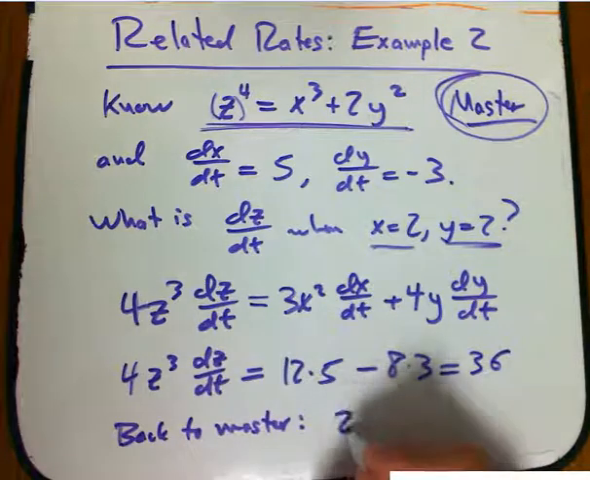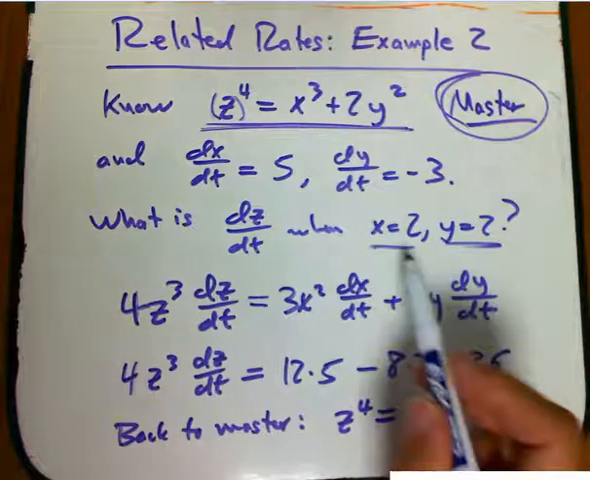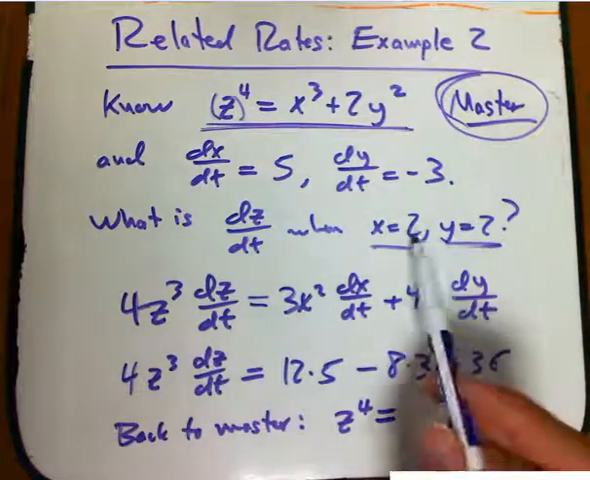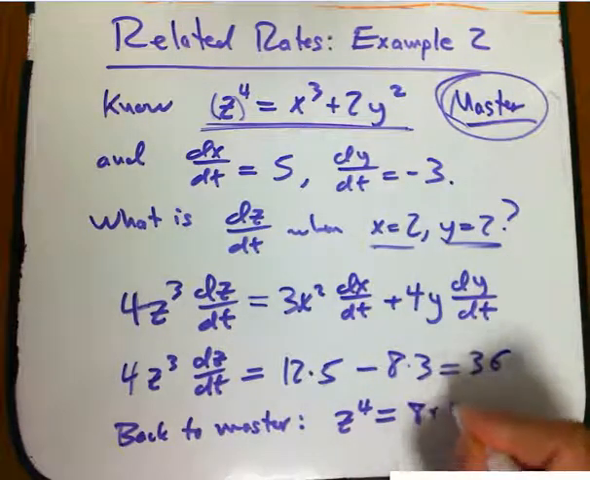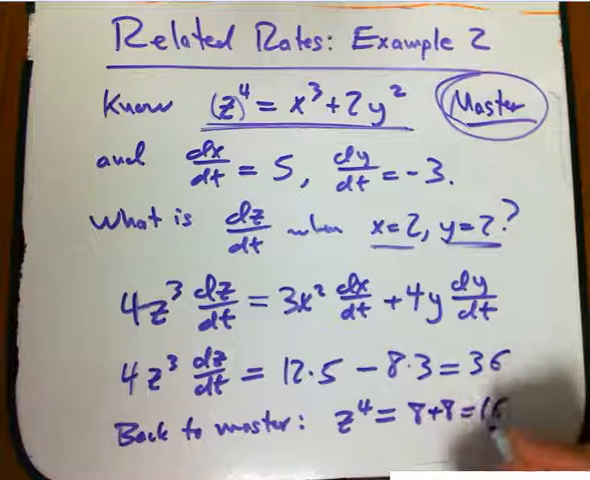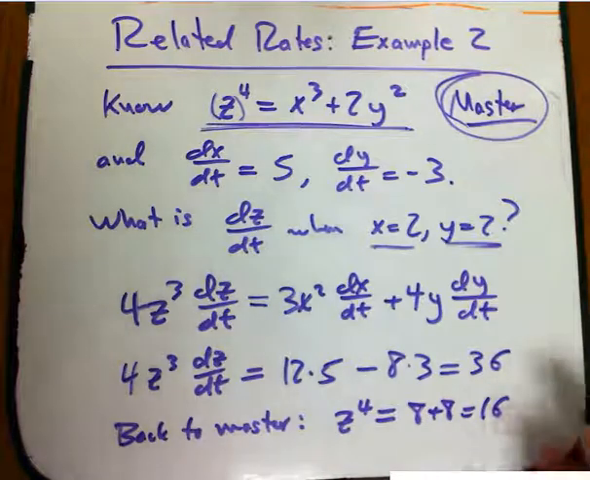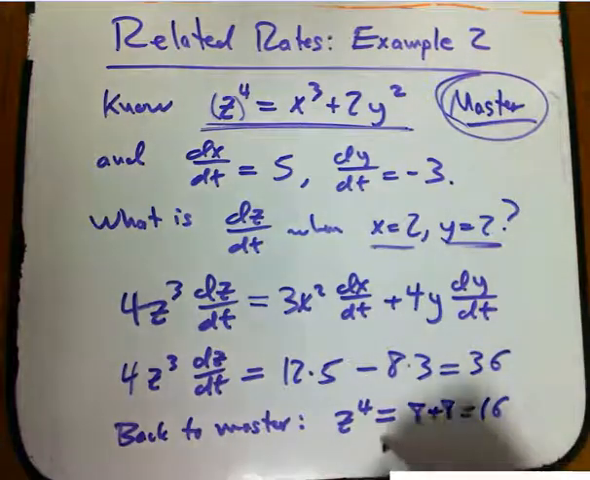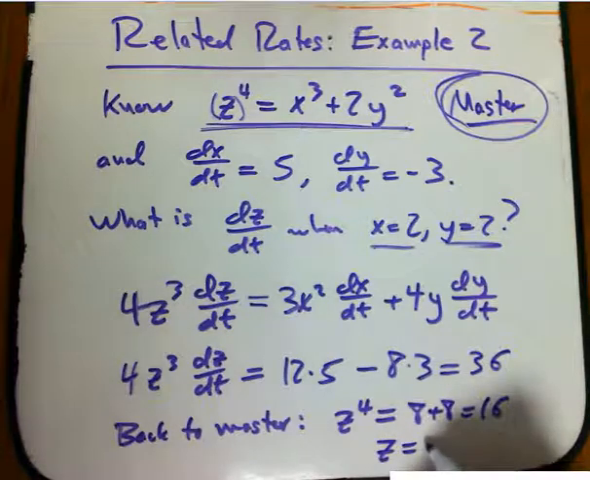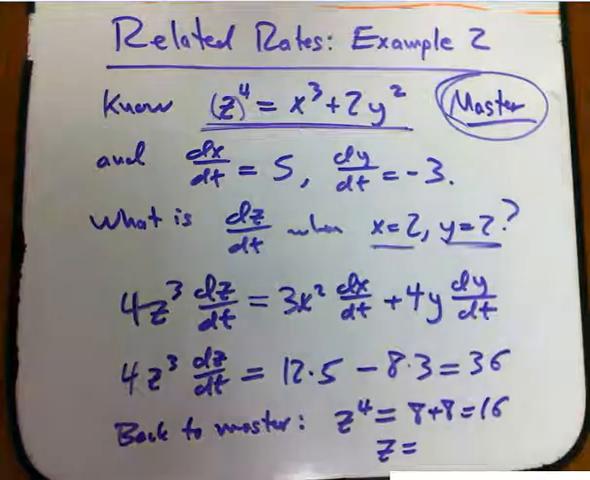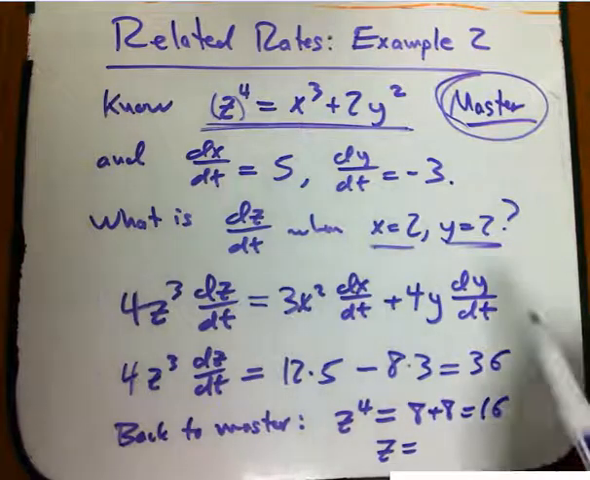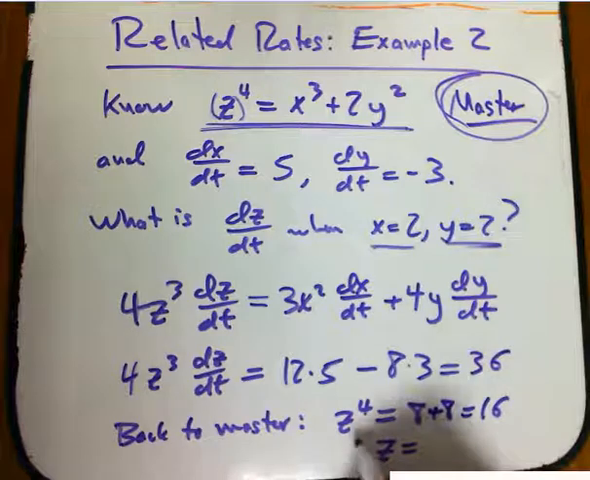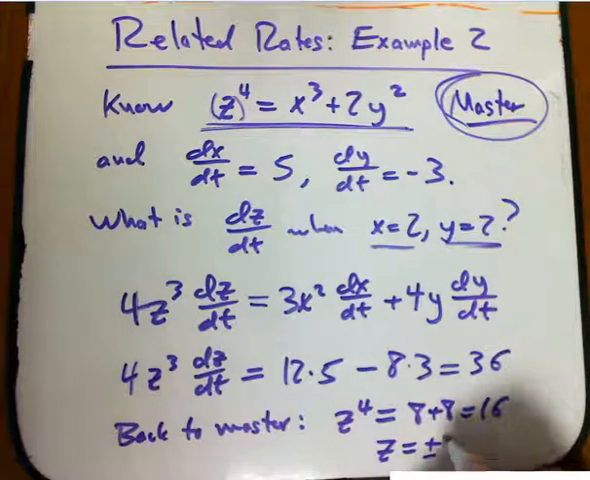And we get that z to the fourth, at this instant that we've been told to be interested in, is 8, and then 2 times 2 squared is another 8. I did contrive it so that it would be nice. Not really that realistic to contrive it that way. But z is going to be, and actually, come to think of it, there's really two answers. If we don't know what kind of sign this quantity has, z could be plus or minus 2.